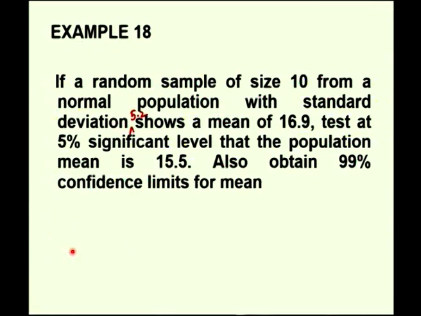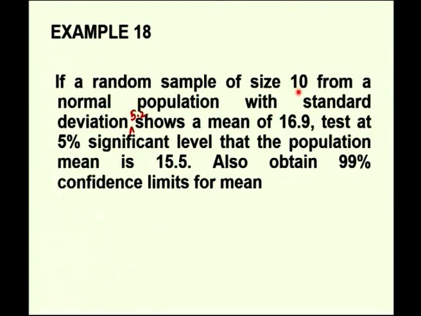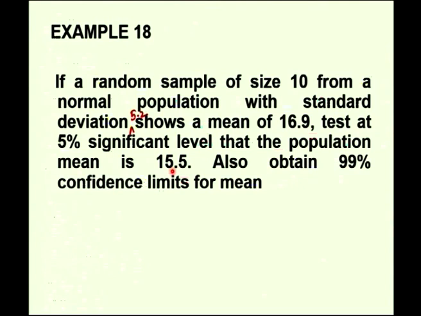Like we were discussing in this example 17, you have to do the identification. First of all, this is a small sample because the size is 10. Second, it is a mean test, because you are asked to test whether the population mean is 15.5, so T test. And third identification is it is a single mean test, because of one sample and one population.